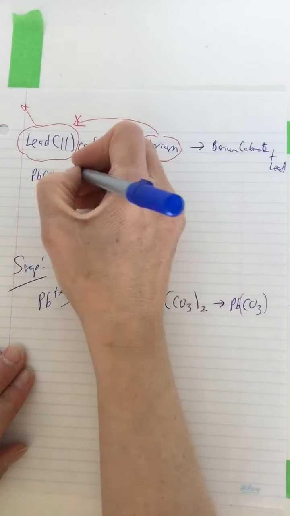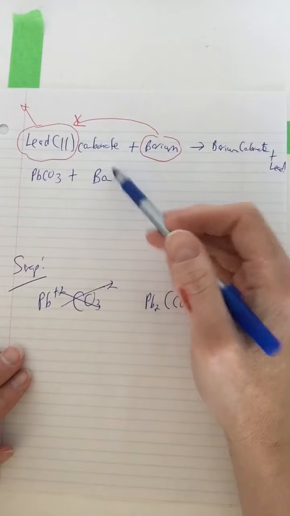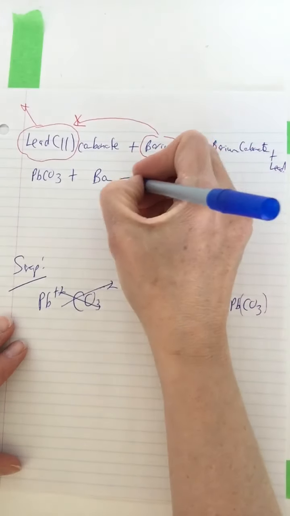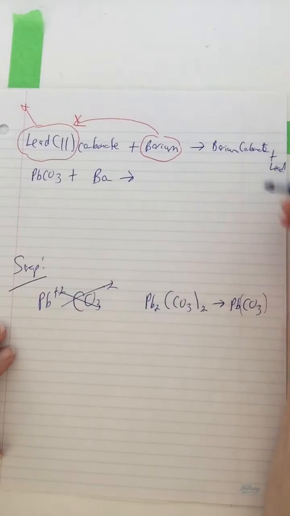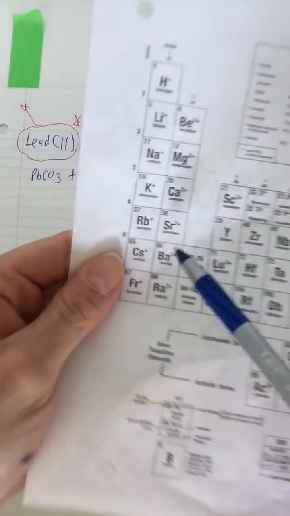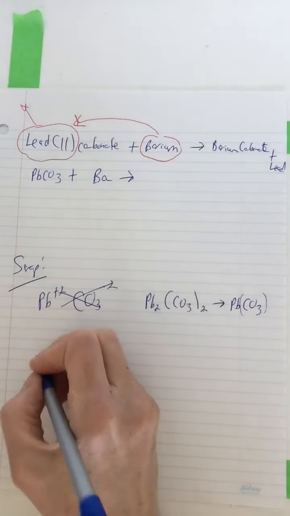PbCO3 plus barium. Just look him up on the periodic table. There's no charges or anything because he's just an element just sitting there. Barium yields barium carbonate. Well, let's look up what barium's charge is. You'll see him right here. He's a plus 2.